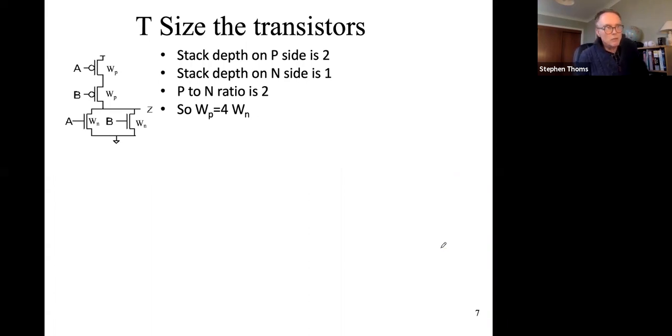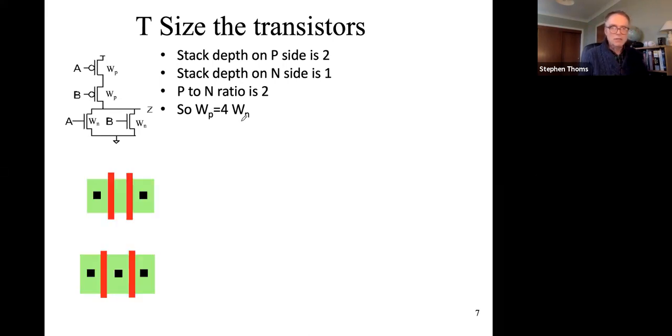Right, the next thing we want to think about is transistor sizing. If we look again at our circuit diagram, we can see that the stack depth on the P side is 2, and the stack depth on the N side is 1. So we've decided we were going to use a size ratio of 2. That tells us that these widths are going to be 4 times our unit width.